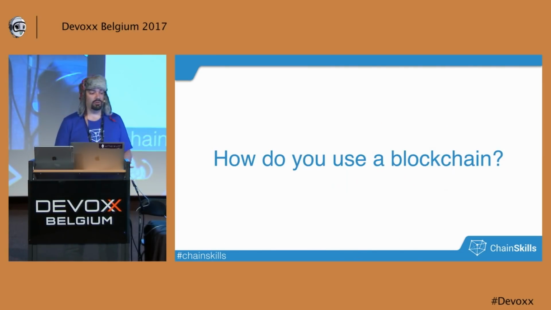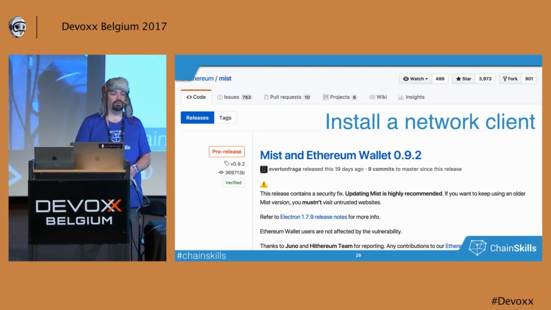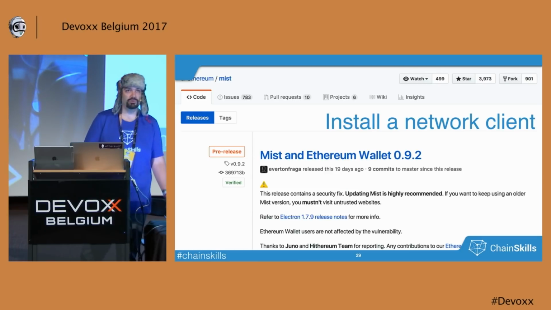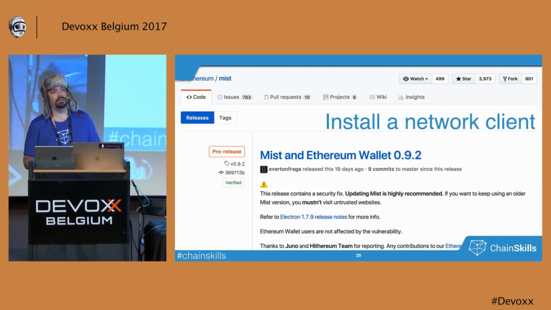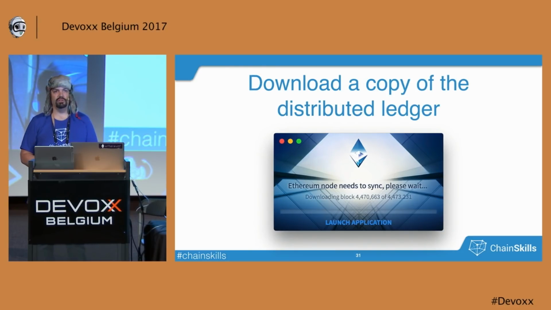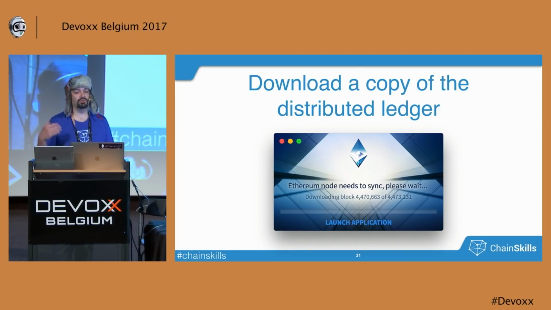So concretely, how do you use a blockchain? Well, first of all, you need to install a network client. Okay, there is no server to connect to or whatever. You just install this application on your computer and you start it. When you start it, it connects to the network. So it finds a few peers around you, and it starts to download a copy of the distributed ledger. And that's something that it needs in order to start secure transactions. So this can take a little bit of time.